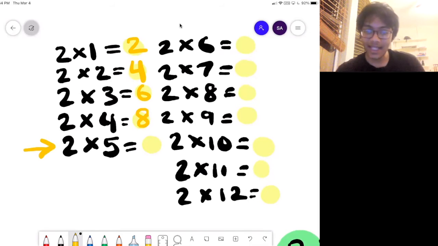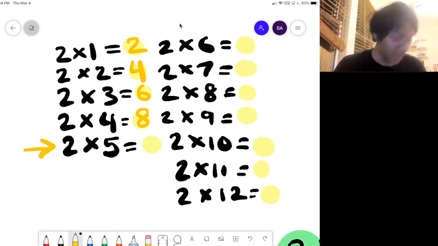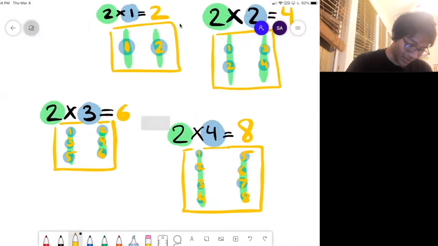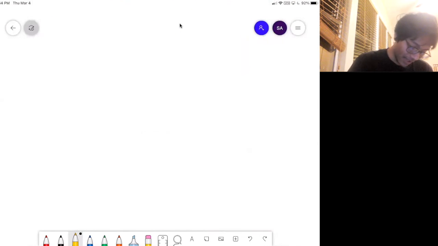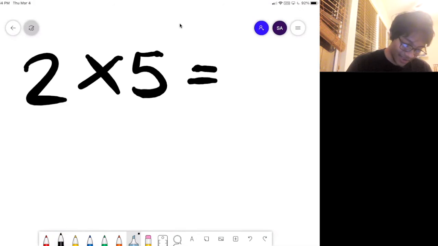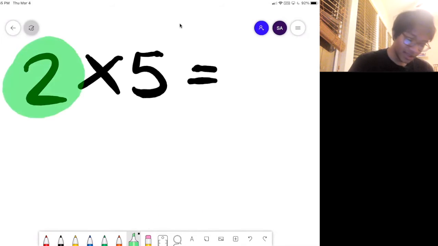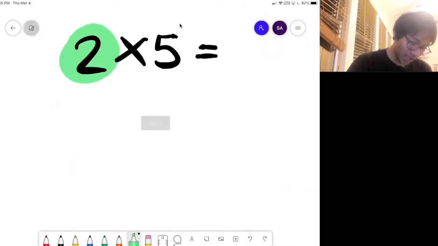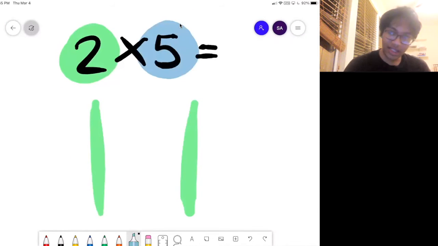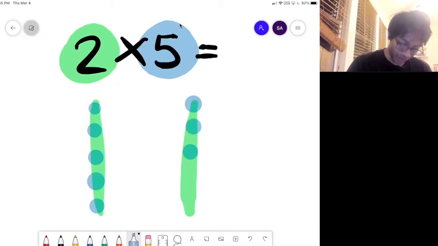Next one up. What's after 2 times 4? Can you read this? It's 2 times 5. So 2 times 5, what's that going to look like? All right, let me write it down right here. I'm going to have 2 times 5. So that means I'm going to have 2 columns. So let me draw 2 columns, 1, 2. And I'm going to have 5 dots in every column. So I'll have 1, 2, 3, 4, 5, and again 1, 2, 3, 4, 5.